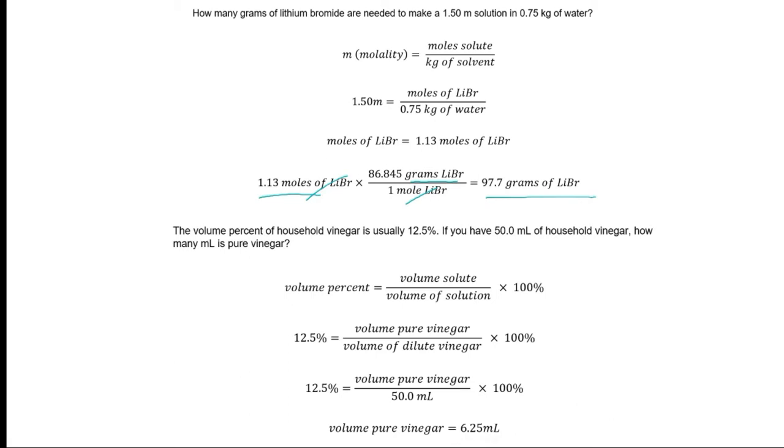Now in terms of your units of volume, they must match, but it doesn't matter what they are. Because I had milliliters of dilute vinegar, that gave me milliliters of pure vinegar. If I started with liters of dilute vinegar, that would give me liters of pure vinegar. I could even measure in something crazy like fluid ounces. Just as long as my units match, I'm totally fine.